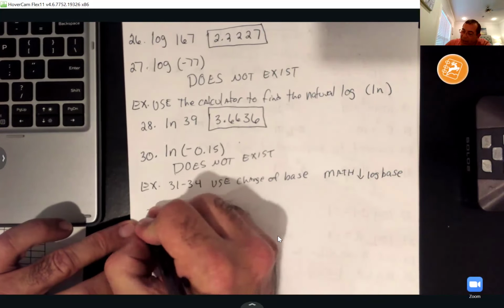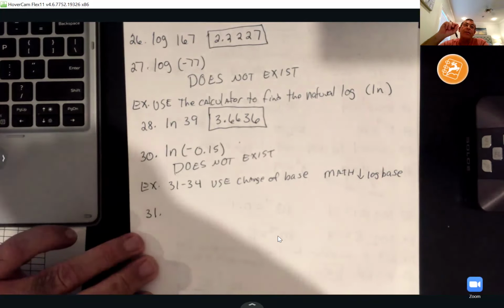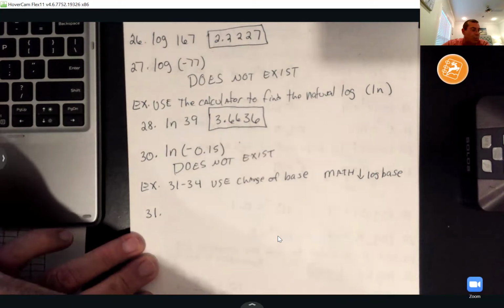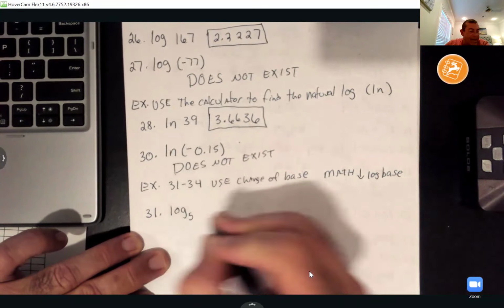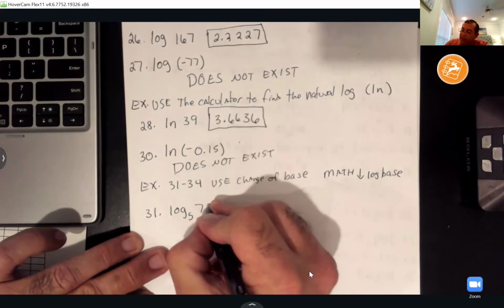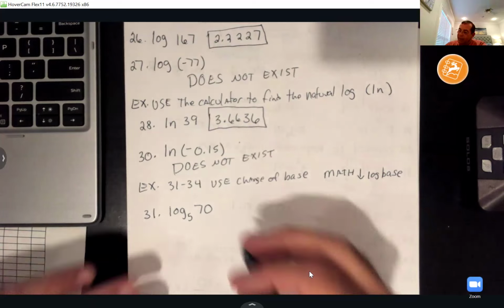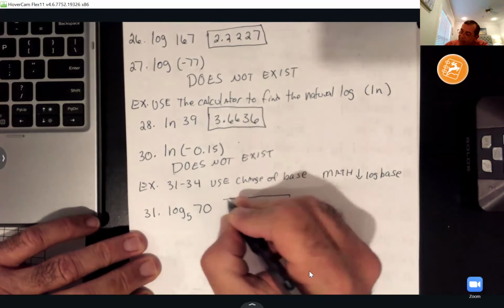I'm gonna do one like 31. Now, since these are not perfect exponents, you still got to round these out 4 decimal places. So do me a log 5 of 70. And y'all round me out 4 decimal places.